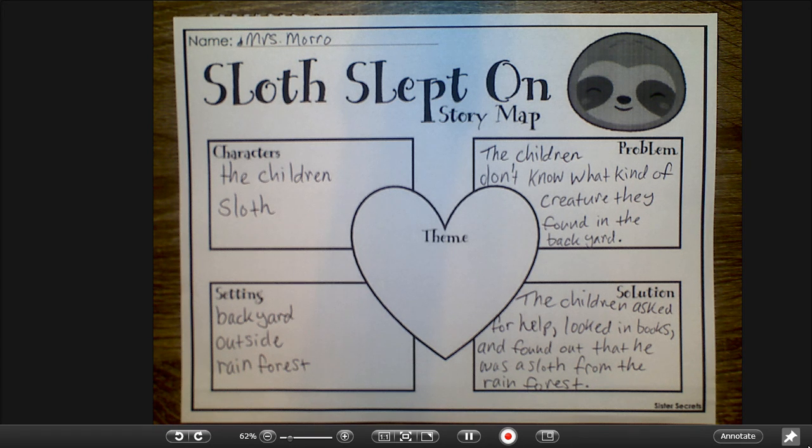So they find this creature in their backyard. They don't know what his name is. They don't know what he is or where he's from. And so they keep after it. They have that problem. They have a question, and they keep on going until they find the right answer. They find their solution. They find out what he is. So that's, for me, what I'm writing in theme.